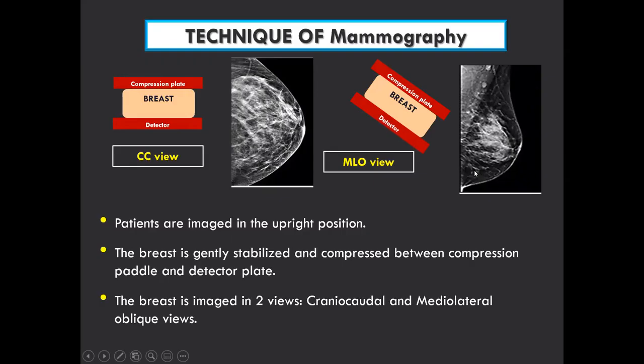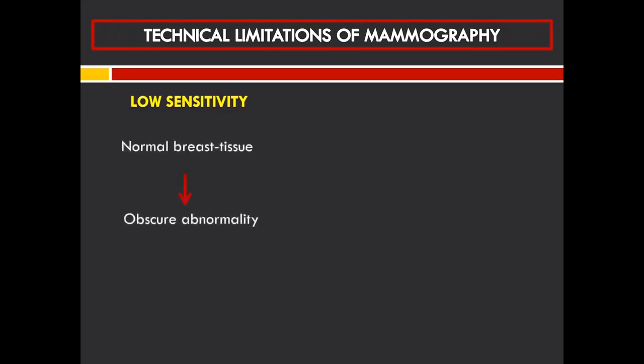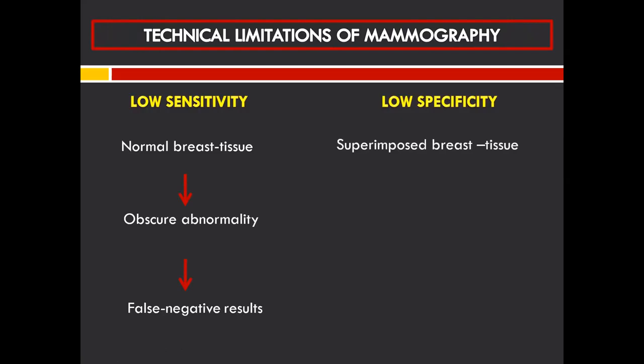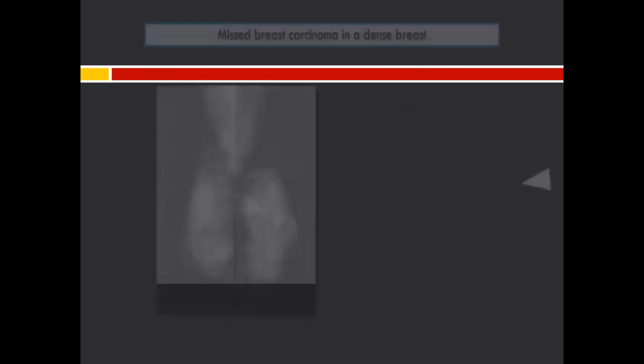But because we compress all the breast tissues over each other and then we image the breast, mammography has always been accused of having major technical limitations. It has always been accused of having a low sensitivity because the normal breast tissues might obscure an abnormality, and this is responsible for a large number of false negative results. It's always accused also of having a low specificity because the superimposed breast tissues might give the impression of a false abnormality, and this is responsible for a large number of false positive results.